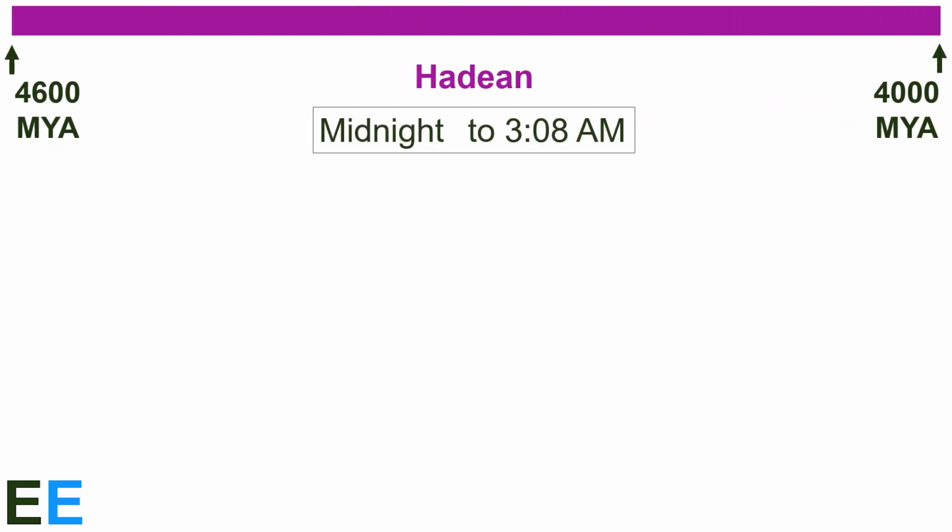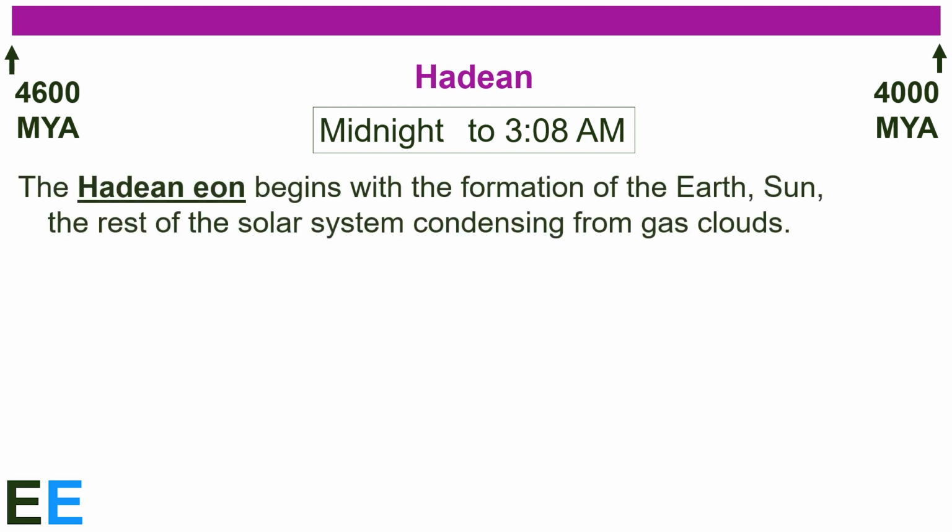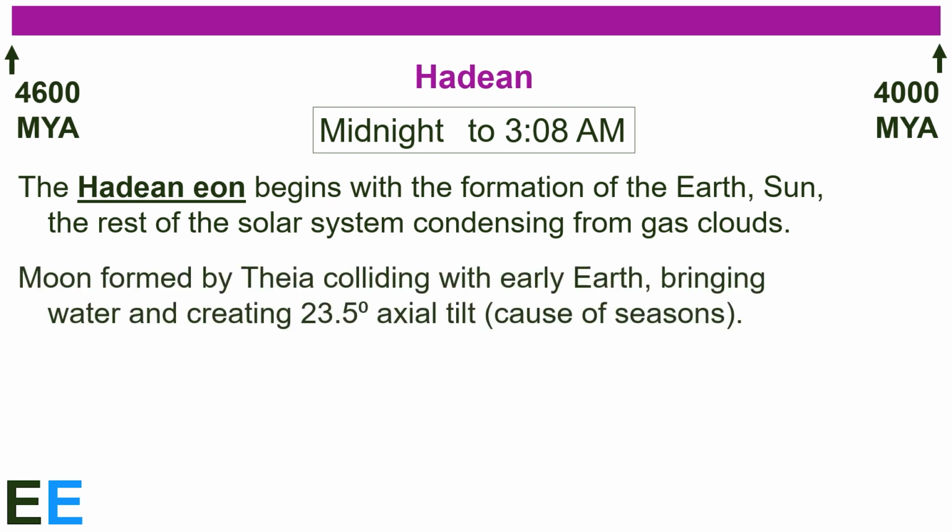Let's look at the first eon, the Hadean. This eon lasts from our metaphorical midnight to 3:08 a.m. The Hadean Eon begins with the formation of the Earth, Sun, and the rest of the solar system condensing from gas clouds. Astronomers are the ones to ask about how this worked, but we have pretty good evidence that places this event at 4.6 billion years ago, give or take. Most astronomers also think that during this time, a planetoid named Theia collided with the Earth, bringing water and knocking the Earth on its side to create the 23.5 degree axial tilt we have that gives us our seasons.